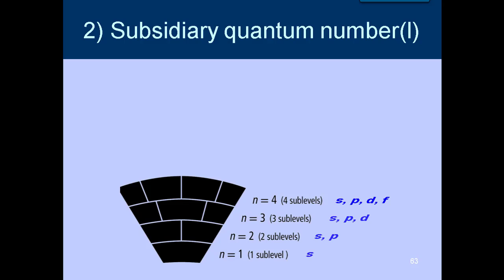The energy sublevels are denoted by symbols and numbers. Let's start with the symbols. Energy level 1, which is K, has only one sublevel. Its symbol is S. Energy level L has two sublevels, which are S and P. Energy level 3 consists of three sublevels, which are S, P, and D. The fourth energy level consists of four sublevels, which are S, P, D, and F.